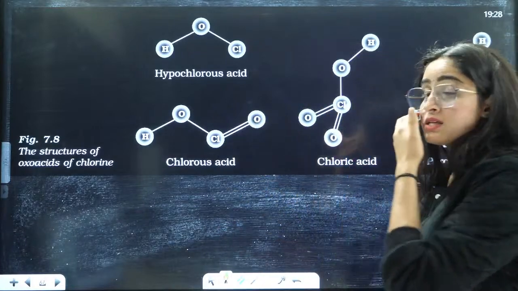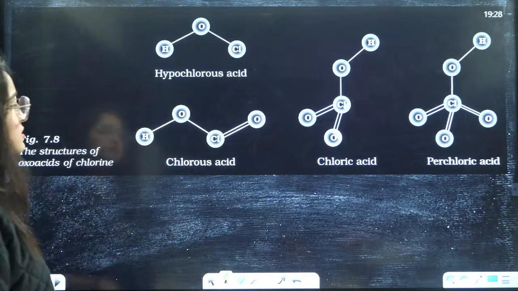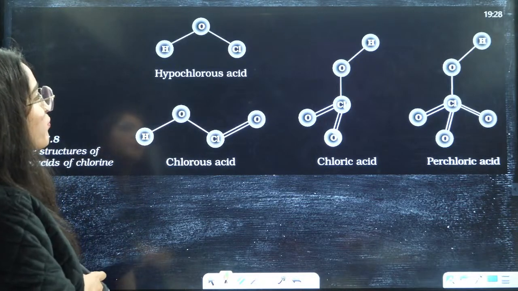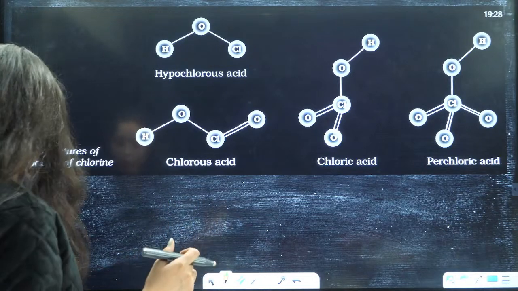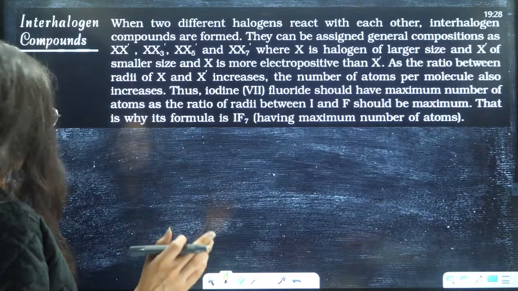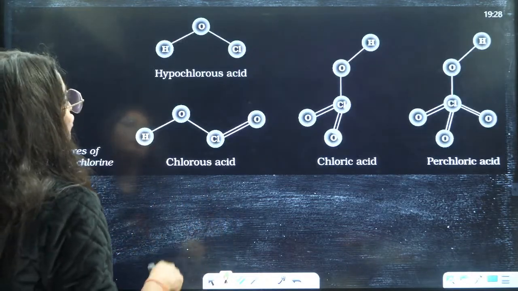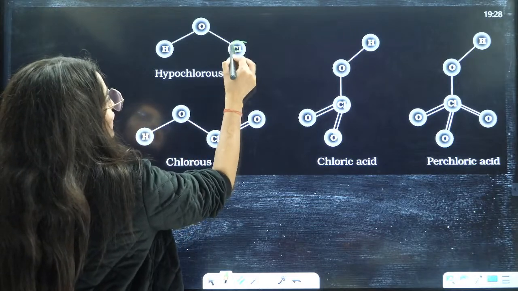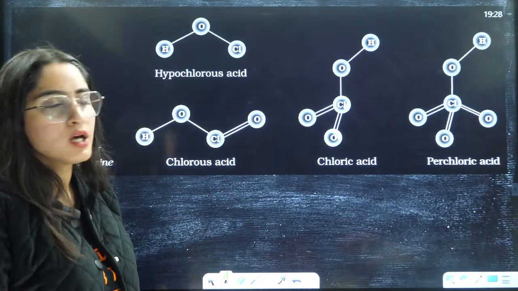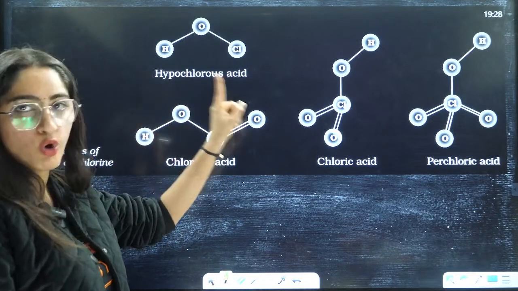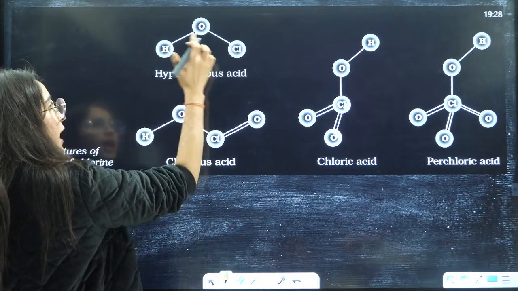The structures are important, so let us see the structures here. If you talk about hypochlorous acid, they have just shown chlorine here and not mentioned the other structures because they will be the same. For hypofluorous, just replace this chlorine with fluorine; for hypoiodous, replace it with iodine. So hypochlorous acid has oxygen, one hydrogen and one chlorine.